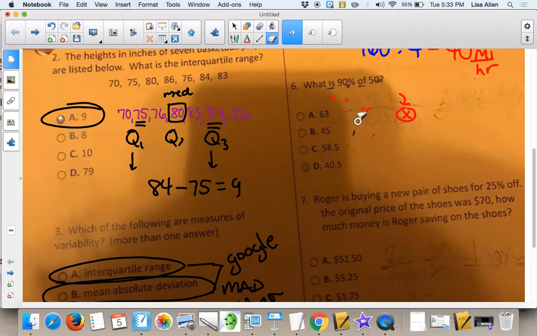Man, my smart board is not being so smart lately. Okay, so here we go. I like the way the blue pen looks.